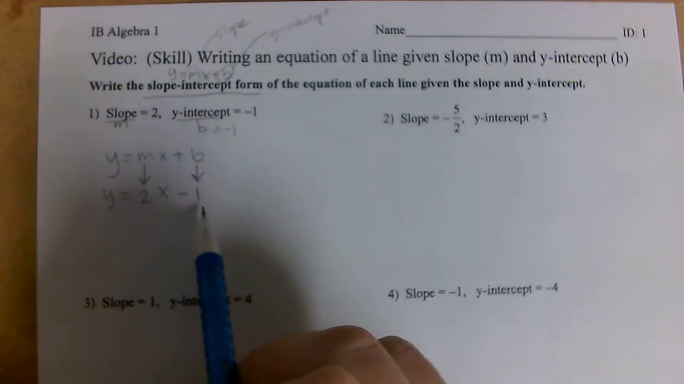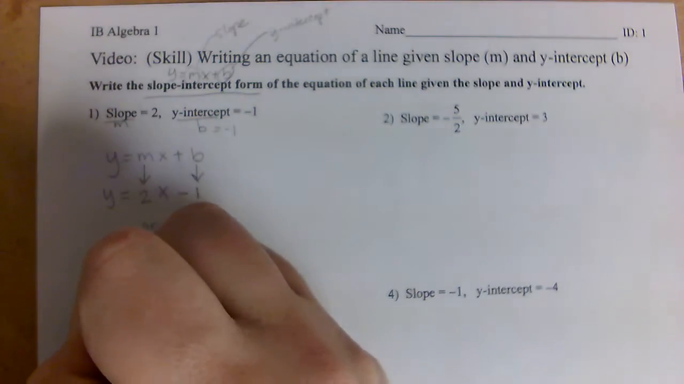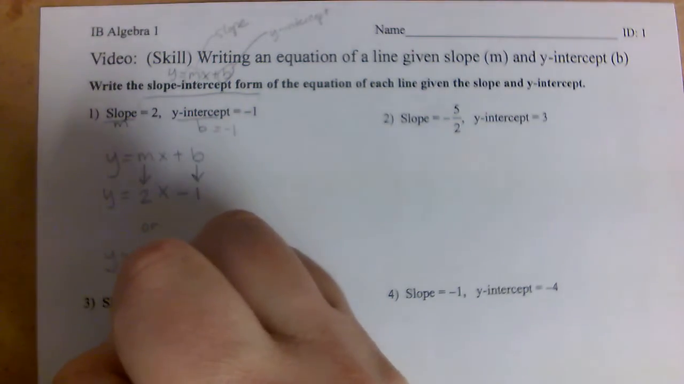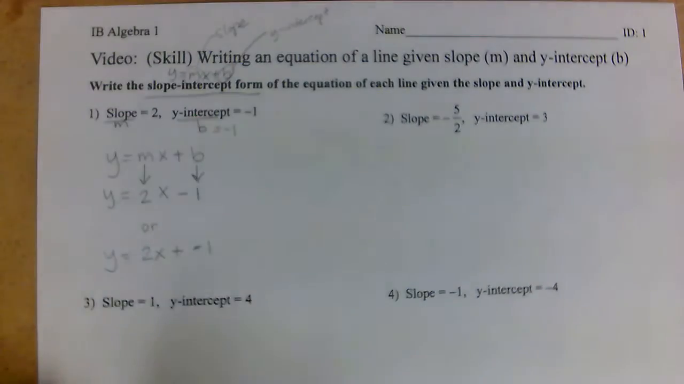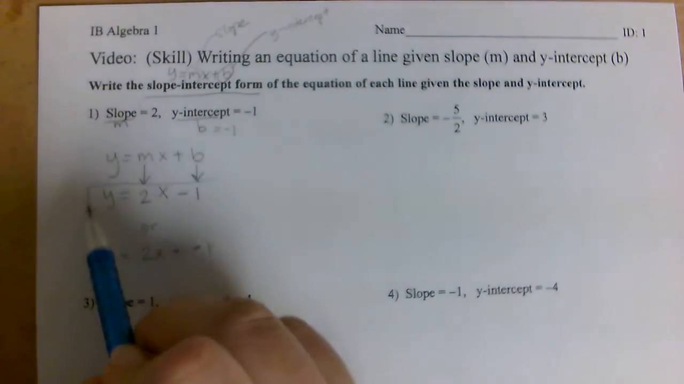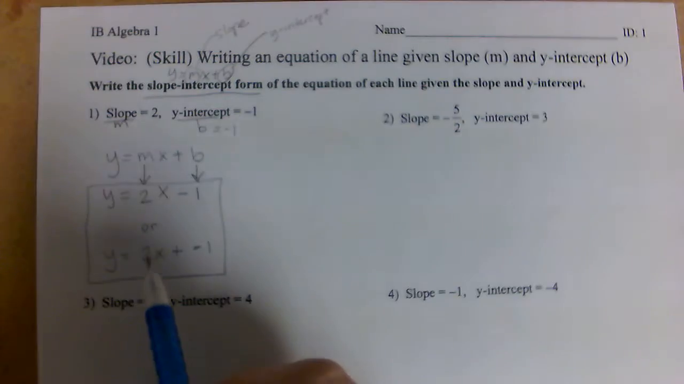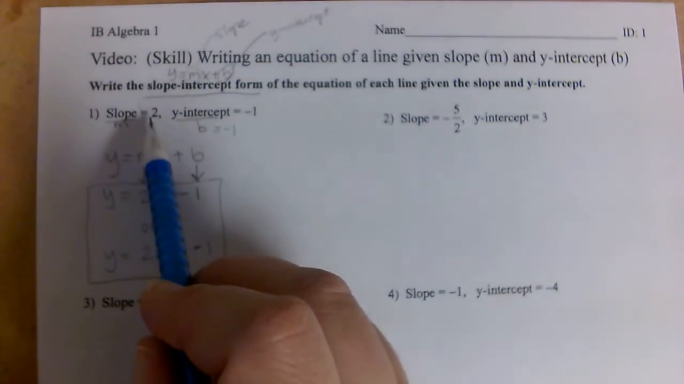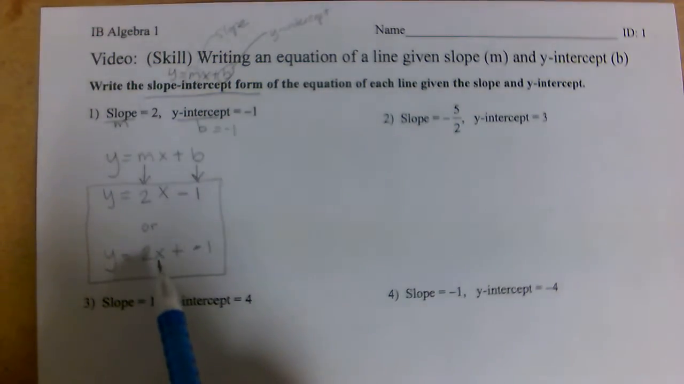I put -1. Someone might want to write it this way, which is also an acceptable way of doing it: y equals 2x plus -1. Those both actually mean the very same thing, so either one would be an acceptable answer. If you're looking at your slope being 2, if you wanted to write it as a fraction, it would be 2 over 1, but this is the most simple form on how to do that.